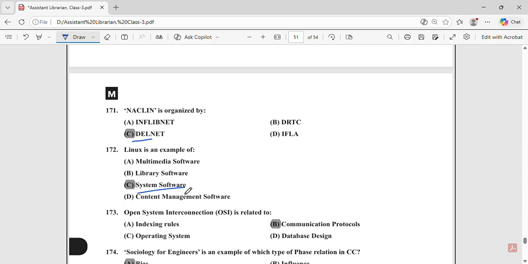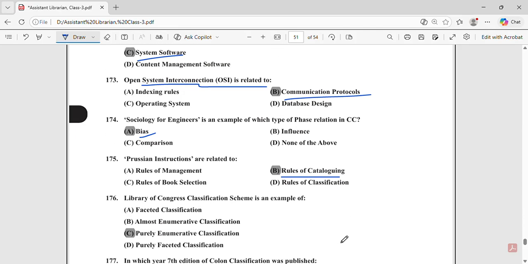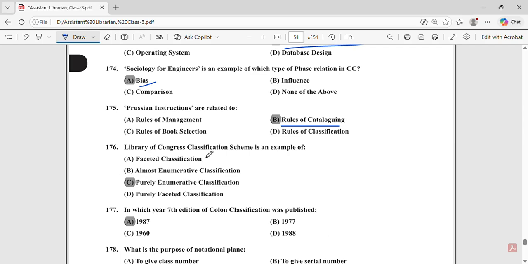INDEST is an online union catalog of Indian universities. Maclean is organized by Telnet. Linux is an example of system software. Open System Interconnection is related to communication protocols. Sociology for engineer is an example of which type of phase relation in CC? Bias. Prussian Instructions are related to the rules of cataloging.